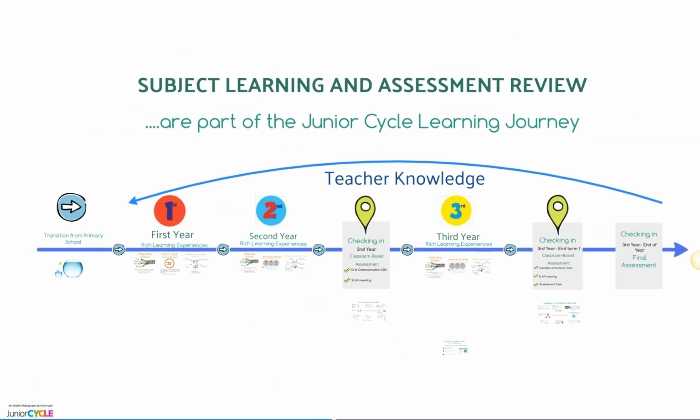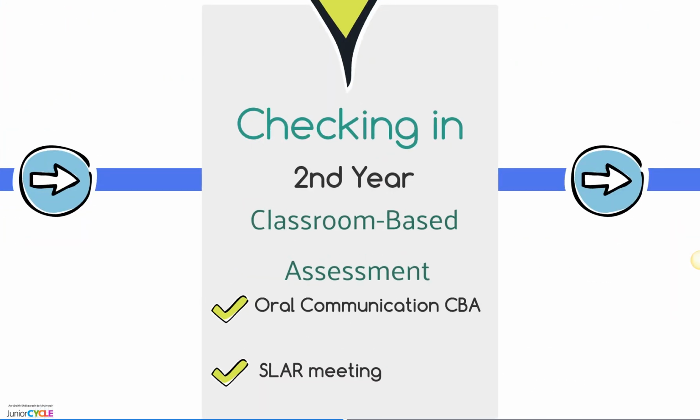Let's return to the learning journey experienced by our junior cycle English students from when we meet them from primary school to the end of third year. As we know, we come to our first CBA opportunity at the end of second year. Arising from the rich learning experiences in first and second year, our students are ready to complete their oral communication CBA at the end of second year, and this will be followed by a SLAR meeting.